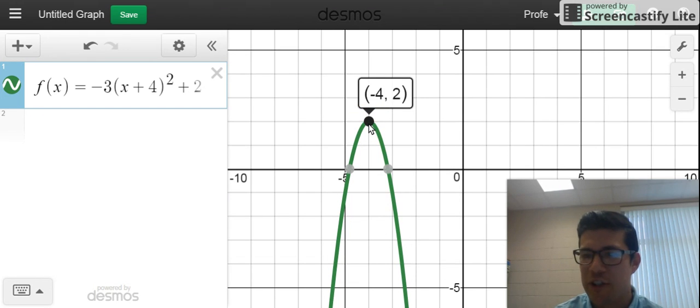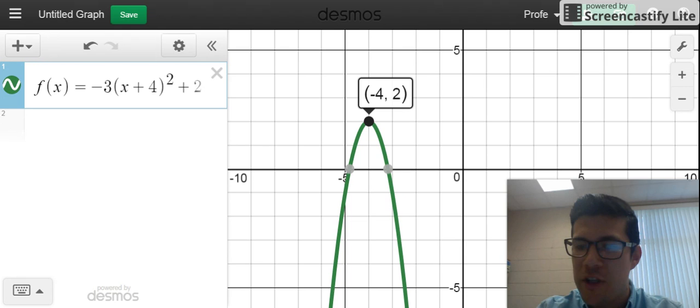All right, this parabola has a vertex at negative 4, 2. All right, it's upside down. It's green. What made it this way? Think about it. Each individual piece, the negative 3, the parentheses, the x, the plus 4, the square, the plus 2. Think about each piece. And each piece helps you understand why that parabola is right there.